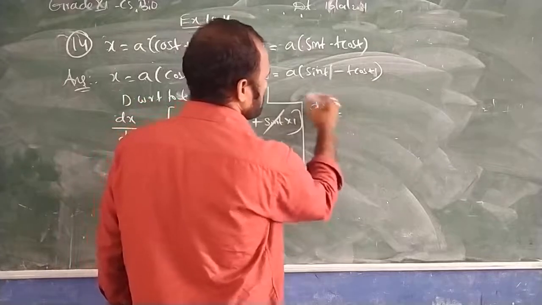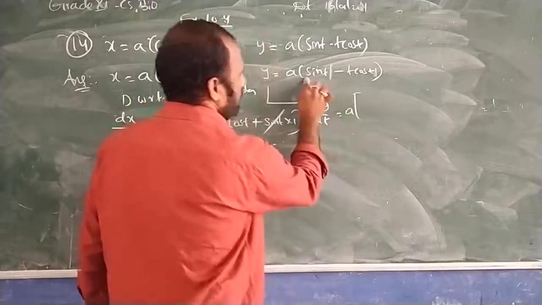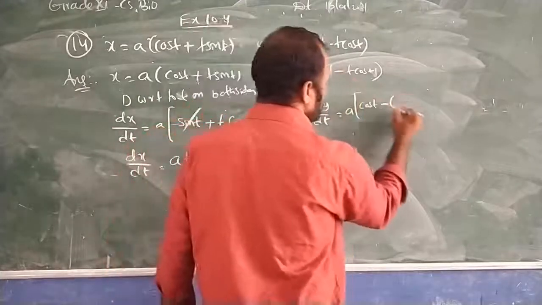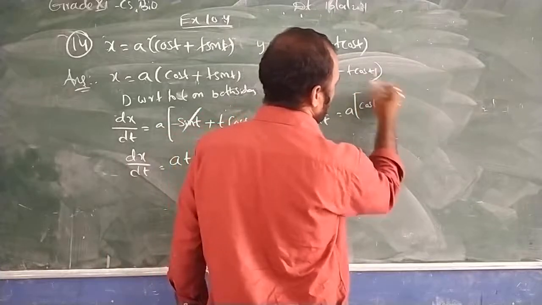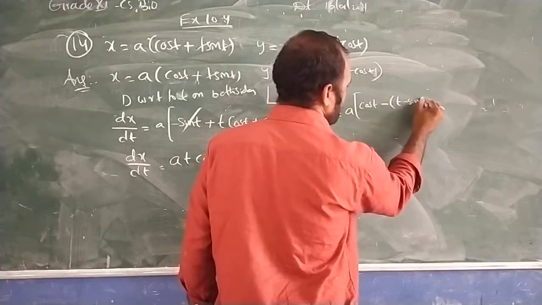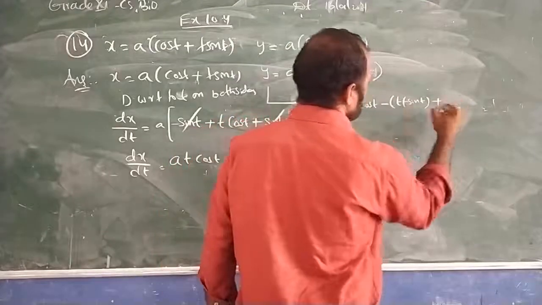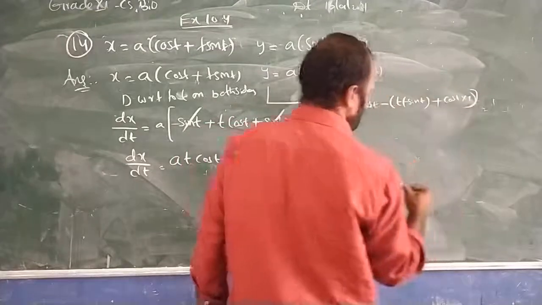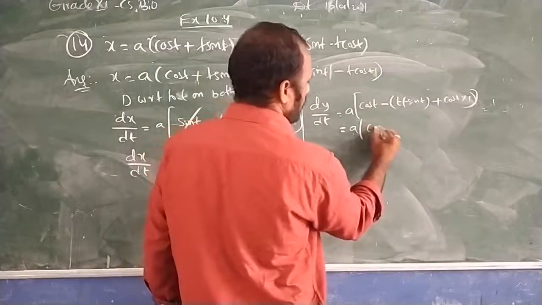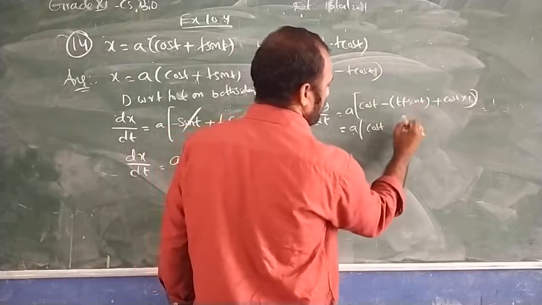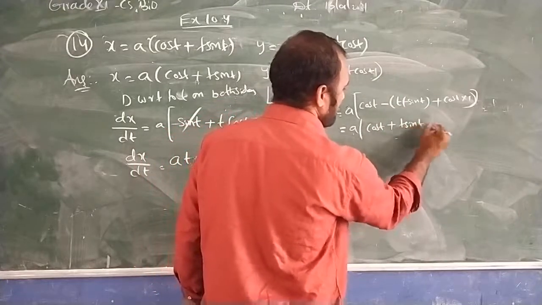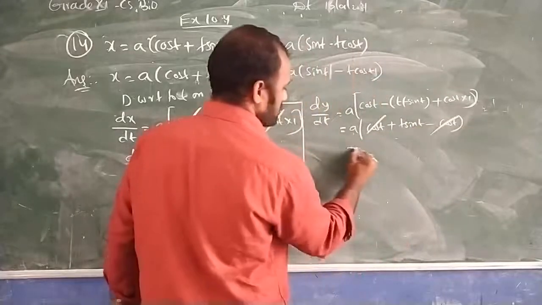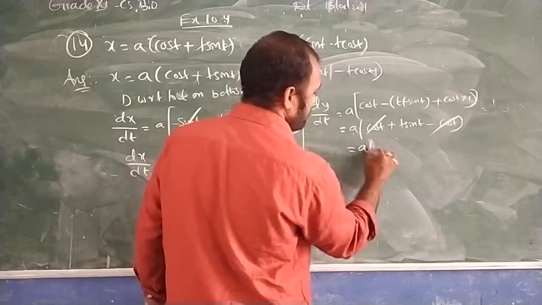Next, if you look at dy by dt, it is equal to the constant function as it is, derivative of the sin function is cos t, minus, let us open a bracket. First function as it is, derivative of the second function is minus sin t, plus second function as it is, derivative of the first function is 1. So a into cos t, open the bracket, minus to minus plus t sin t, minus to plus minus cos t. So cos t gets cancelled, and what is left is at sin t.